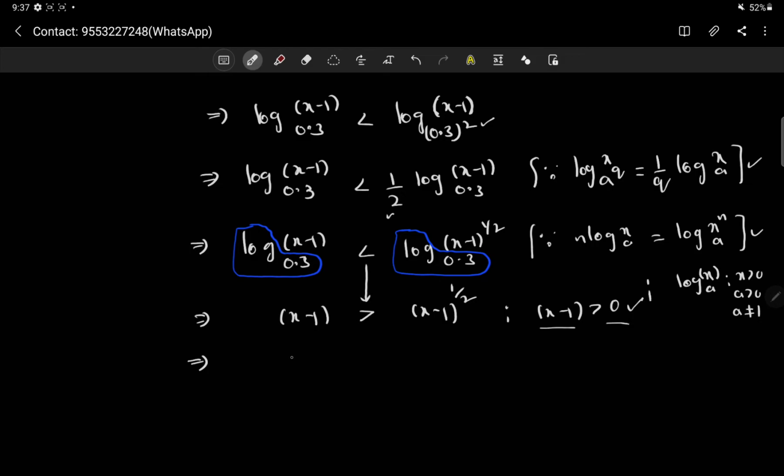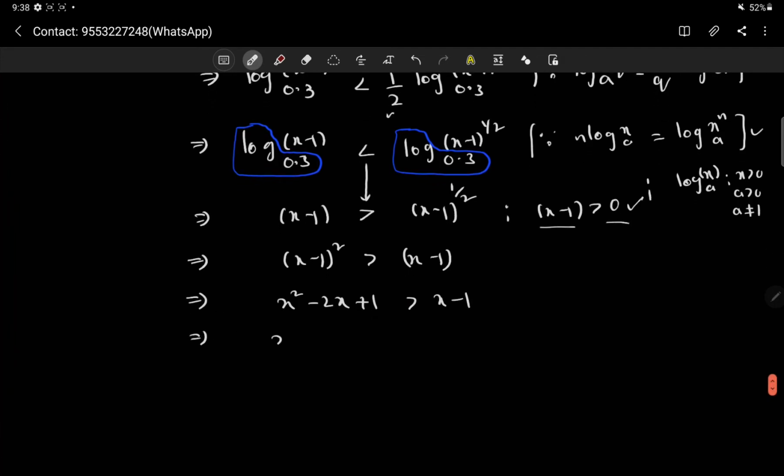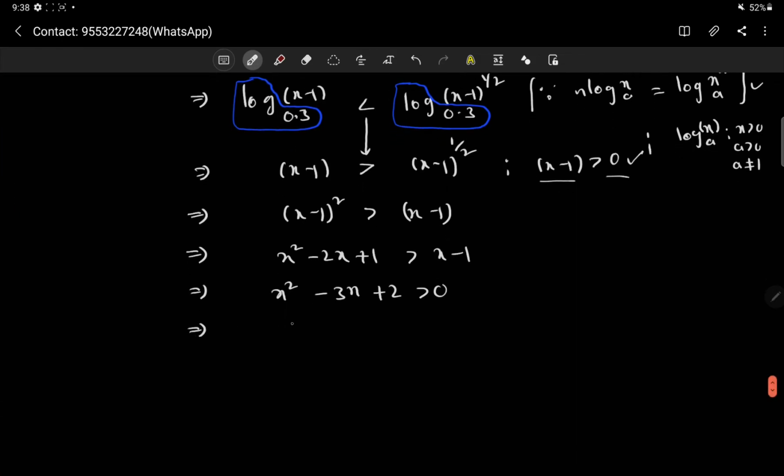Now taking square on both sides, (x minus 1) whole square greater than x minus 1, right? Now expanding this, x square minus 2x plus 1 greater than x minus 1. From this, x square minus 3x plus 2 will be greater than 0. Okay, so this can be taken as what? Doing factorization, x square minus 2x minus x, in that way you can write.